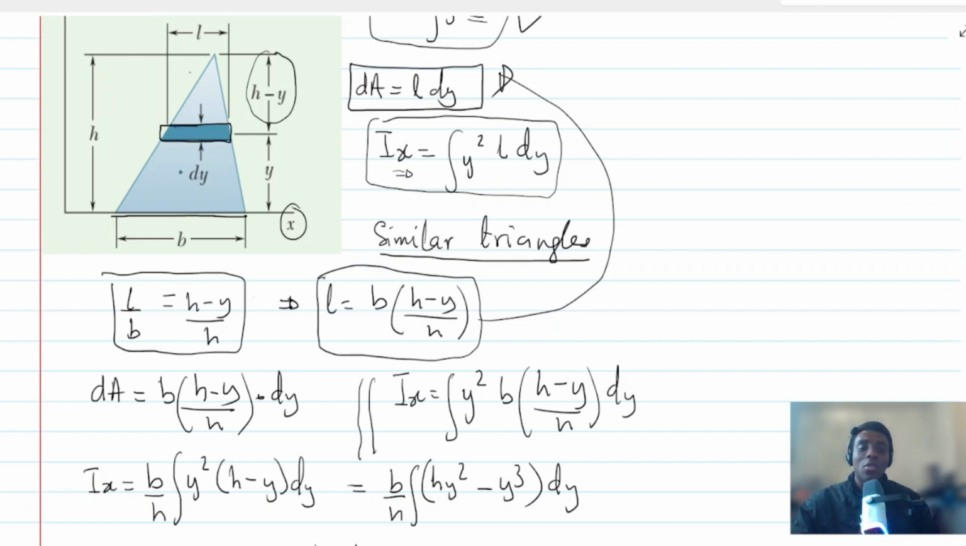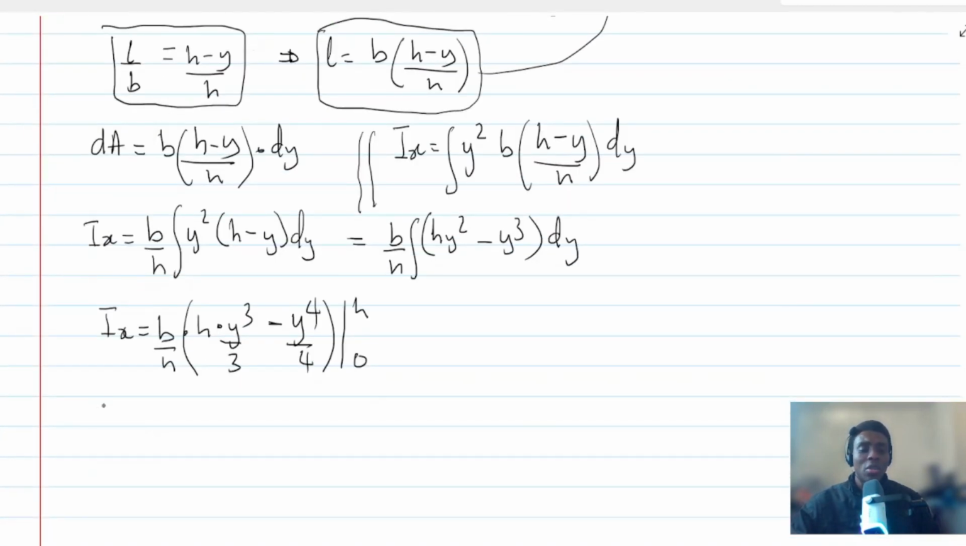So basically we will just have to sum up all the small rectangles. That's what we are trying to say, all the way in this h direction. Okay, so now let's simplify what we have here. So we can say that Ix from here is going to be b divided by h multiplied by, if you put in h and 0, of course the 0 will go, so we'll be left with h cubed on 3 minus h to the fourth on 4.